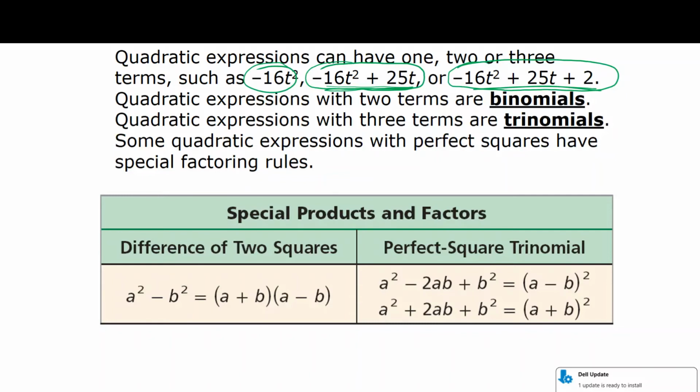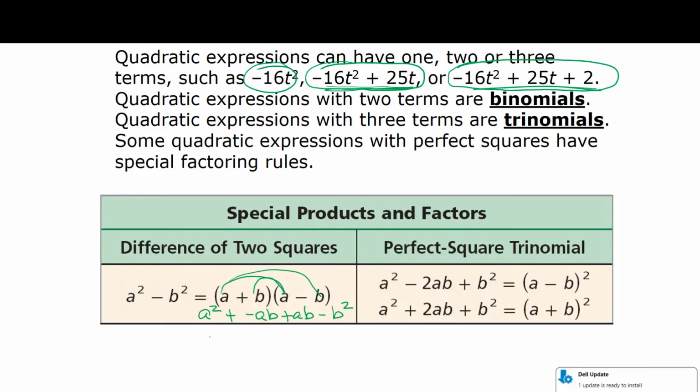Some quadratic expressions with perfect squares have special factoring rules. So you may remember this, that a squared minus b squared is the same as a plus b, a minus b. So if you were to actually work that out and go ahead and FOIL it back the other way, we would see a times a is a squared, plus a times negative b, that would be negative ab, and this is a positive ab, and then minus b squared.